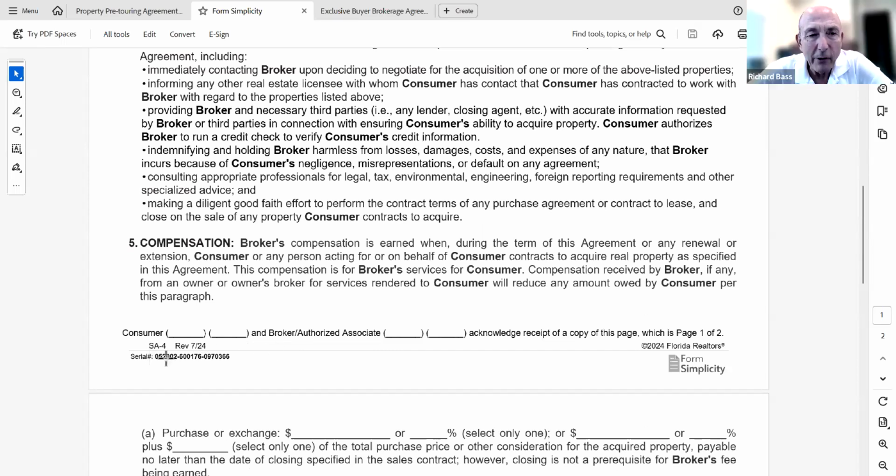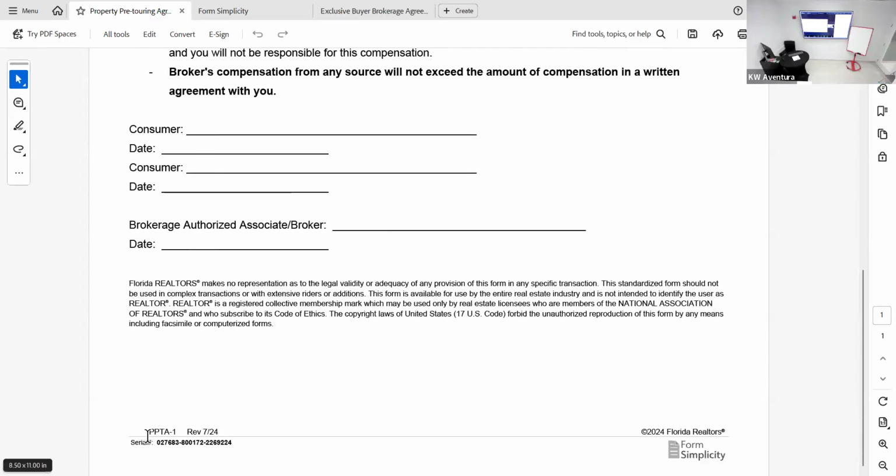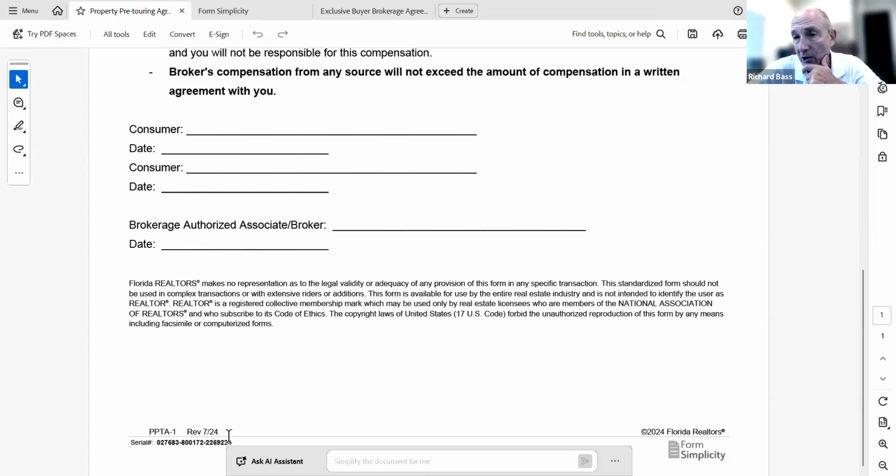Yep. Every document put out by FAR has numbers down in the bottom left-hand corner. So the showing agreement, it's SA, showing agreement. 4 is the 4th revision of this, and it was done July of last year. This is right before all the laws changed. The pre-property agreement, I think it's only one. PPTA is the property pre-touring agreement. It's the only version of it, was done at the same time when the laws changed.